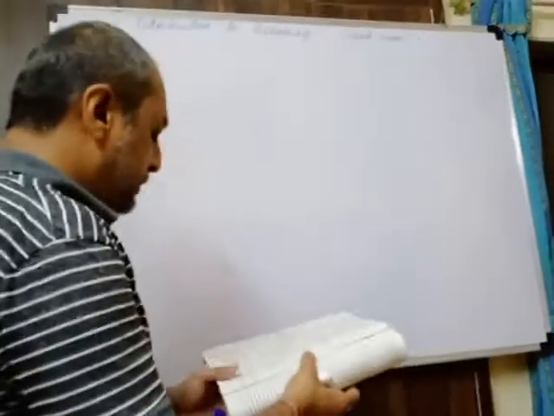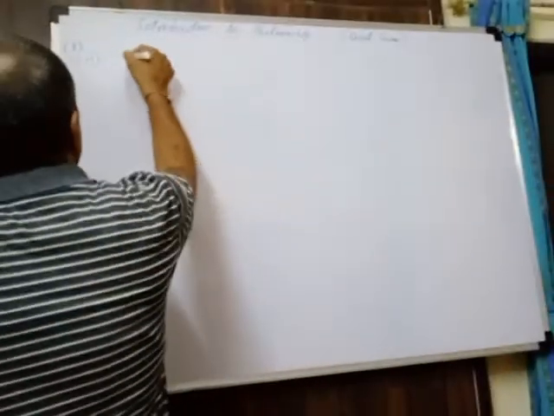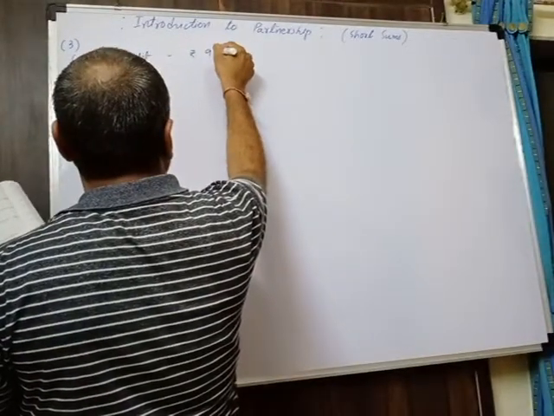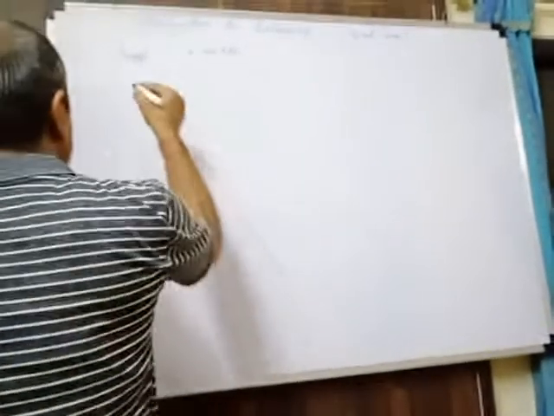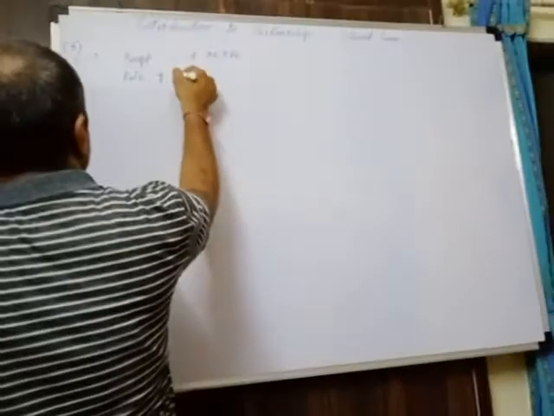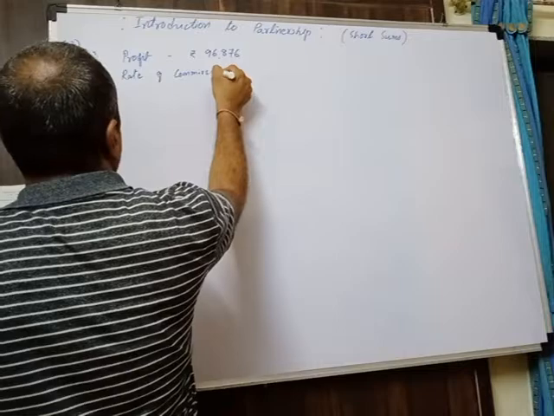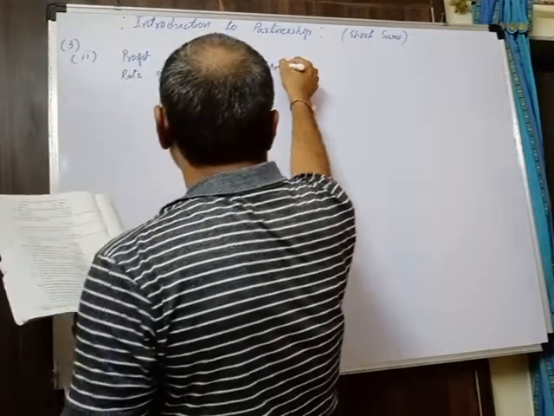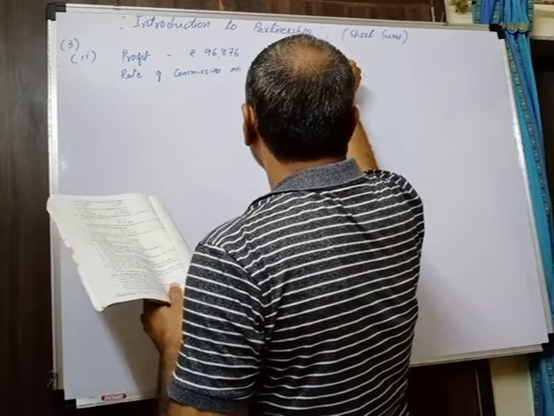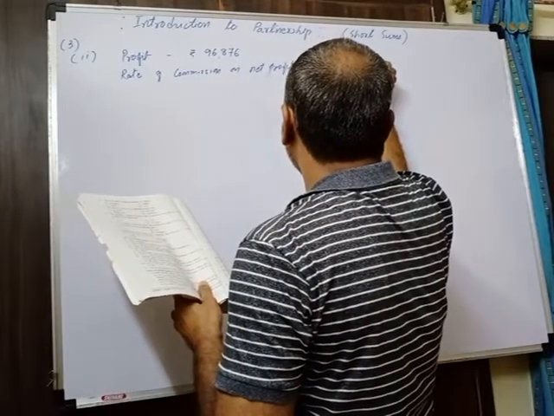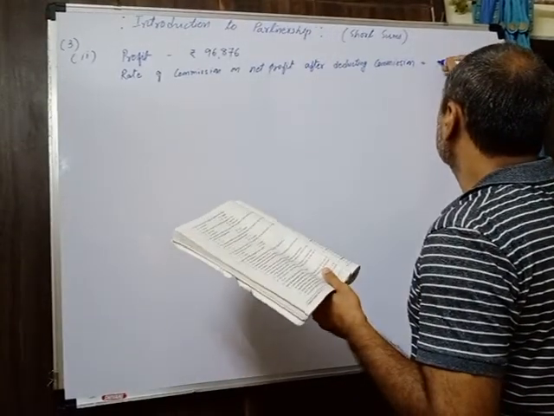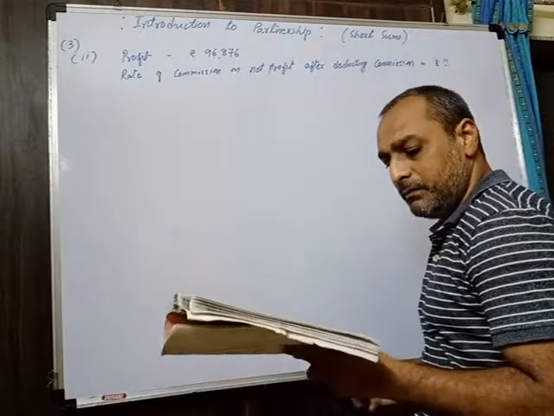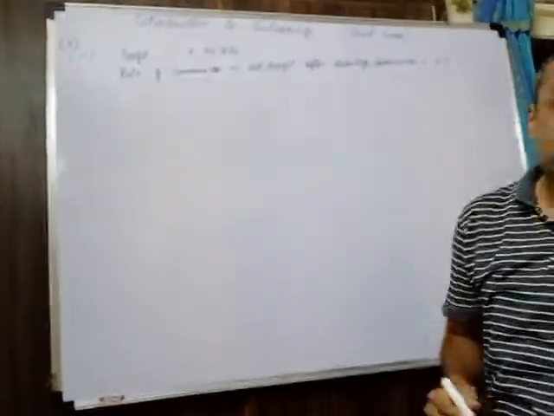First of all, the profit for the year is given as rupees 96,876. This is your total profit before calculating the commission. The rate of commission on net profit after deducting commission is 8%. It is given 8%. Now according to this, we'll try to calculate the answer.